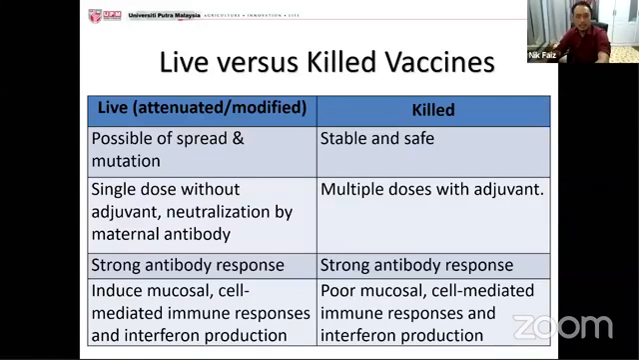And for live vaccines, one of the main advantages is that they can induce heterologous immunity, and they can induce mucosal immunity. On top of humoral immunity, they can also induce mucosal immunity, cell-mediated immunity, and interferon production. In comparison with kill vaccine, they usually are poor in inducing mucosal, cell-mediated, and interferon production.